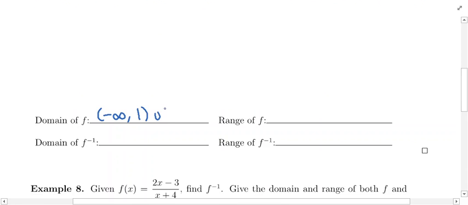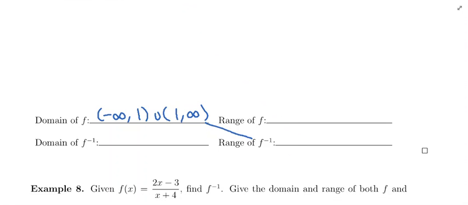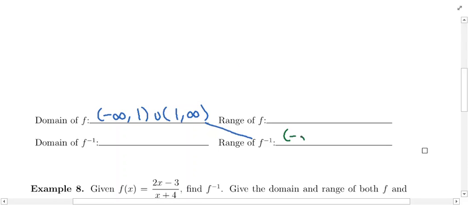In interval notation, we're going to write it this way, and you can draw out your number line if you still need to do that. It's all real numbers except for 1. As soon as you write this down, you know the domain of f is going to be the same thing as the range of f inverse. So I'm going to go ahead and write the range, and I'll use a different color here for the f inverse stuff. The range of f inverse is going to be the same thing. We haven't even found f inverse yet, but we know what its range is going to be.